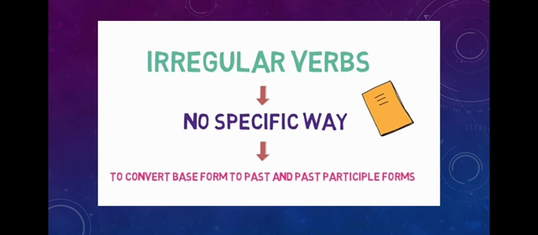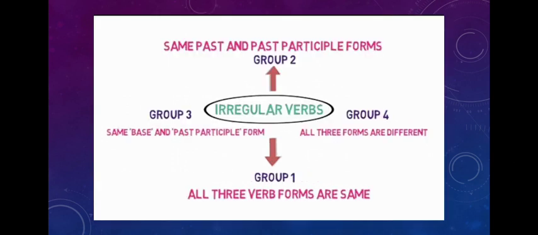But to make it easier for you, how to form these verbs, I have divided this into four groups. Okay, there are four groups where these irregular verbs are divided. I have just divided this into four groups so that it will be easy for you to understand, okay, and to keep it in your mind.